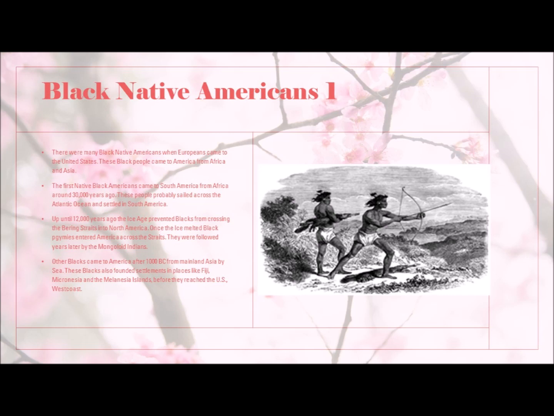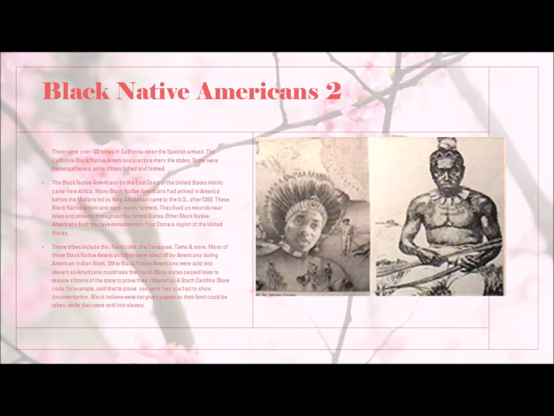The Mongoloid people did not come here until 6,000 BC. That was over 24,000 years after Black people had already settled the North America, South America, and other parts of the New World. Up until 12,000 years ago, the Ice Age prevented Blacks from crossing the Bering Straits into North America. Once the ice melted, Black pygmies entered America across the straits. They were followed years later by the Mongoloid Indians.